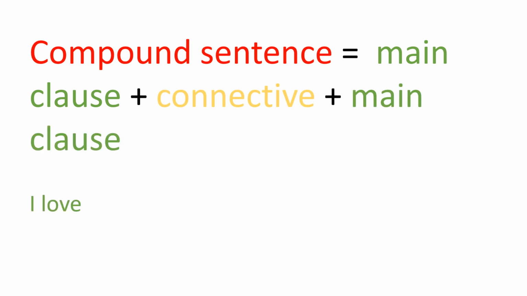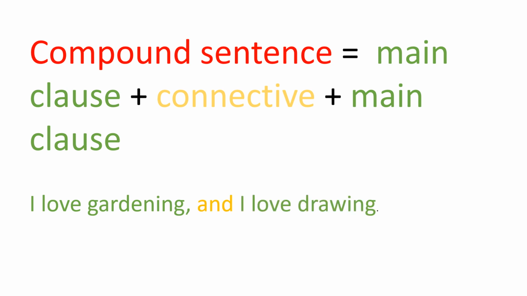And here's my sentence again, and if you are confused by the word clause, just think about it as a simple sentence with a connective added to another simple sentence with the full stop at the end. And can you see there that I've used a comma after the word gardening? This is to show you that this is one main clause and the full stop goes after the second main clause.